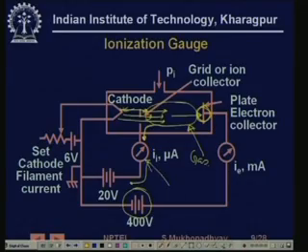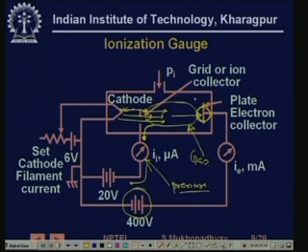So, it is this current which is a measure of the pressure, because the current will be higher if the number of positive ions produced is higher, and the number of positive ions produced will be higher if the number of molecules per unit volume is higher, because we are keeping the number of electrons coming from the cathode constant. So the cathode current is more or less kept constant, so the ion current will depend on the pressure. In this case you see the pressure can be sensed directly in terms of the current. You can even say that a signal conditioning circuit is included here. So you just measure the current.